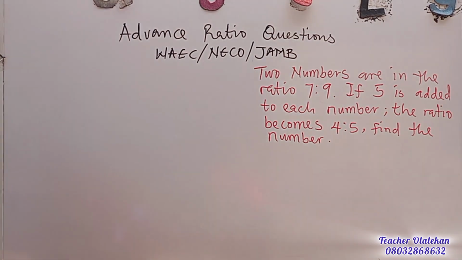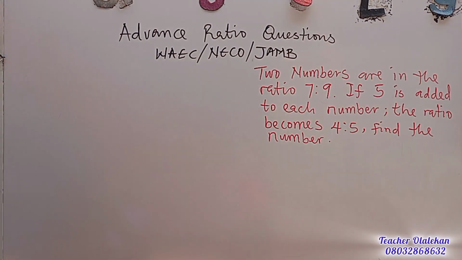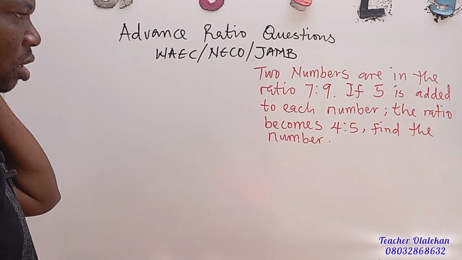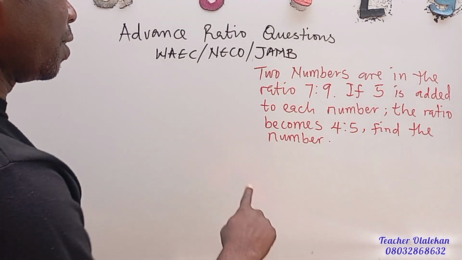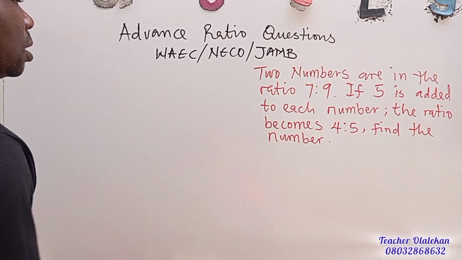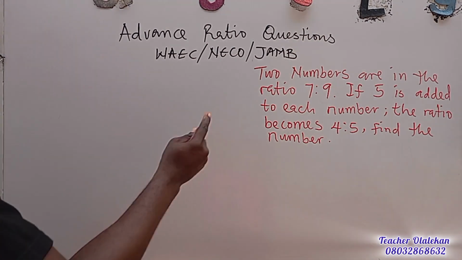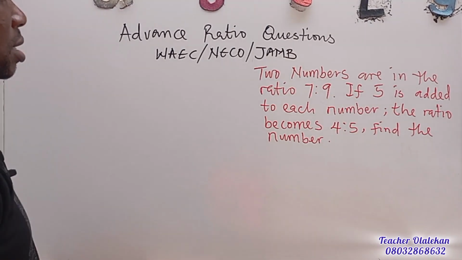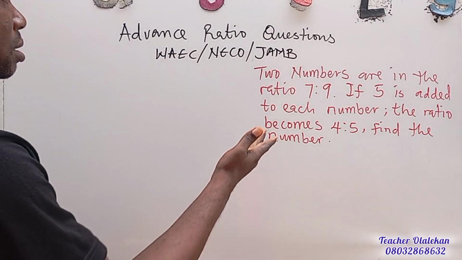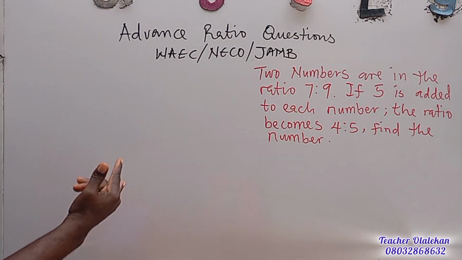Two numbers are in the ratio of 7:9. If 5 is added to each number, the ratio becomes 4:5. Find the numbers. So in this case, we are looking for the numbers. So to get started, do not forget that the ratio is a fraction. So just like we have 7:9, it is the same thing. It means 7/9.